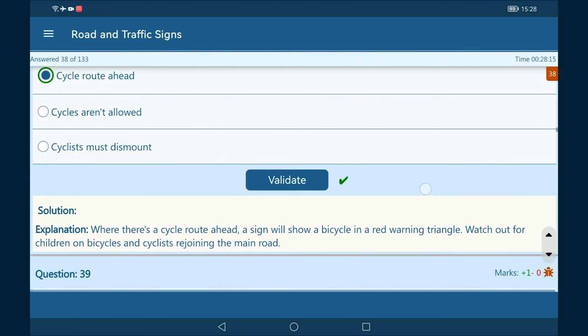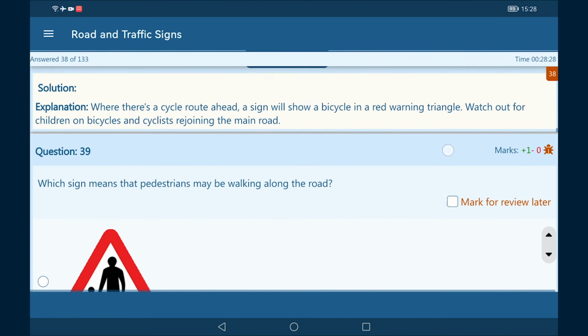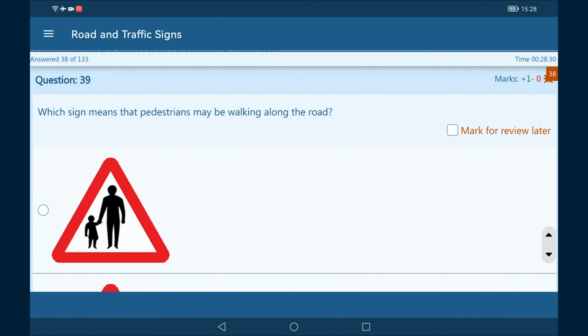Explanation. Where there's a cycle route ahead, a sign will show a bicycle in a red warning triangle. Watch out for children on bicycles and cyclists rejoining the main road. Question 39. Which sign means that pedestrians may be walking along the road?